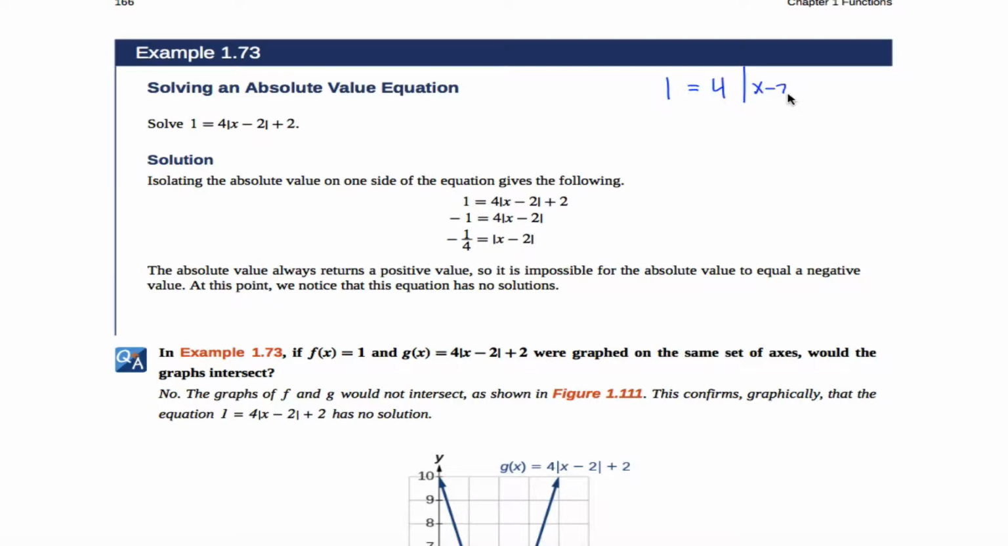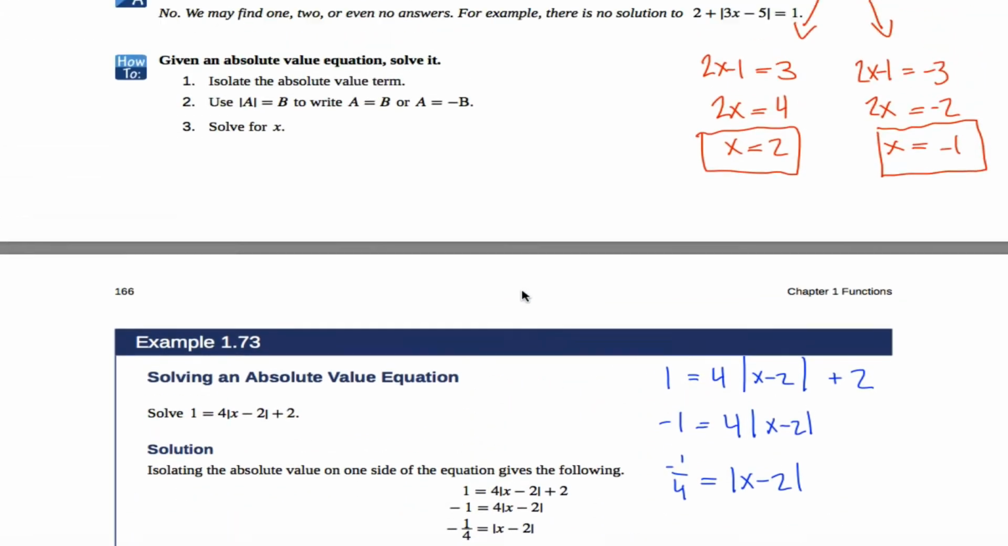Let me show you. You start solving this just like you've been doing. Oh, there's absolute values, right? I want to isolate them so that I can get rid of them. Let's subtract 2 from both sides of the equation. That gets me here, and I still haven't isolated my absolute value symbol. I want to divide by 4. So I get negative 1/4 is equal to the absolute value of x minus 2.